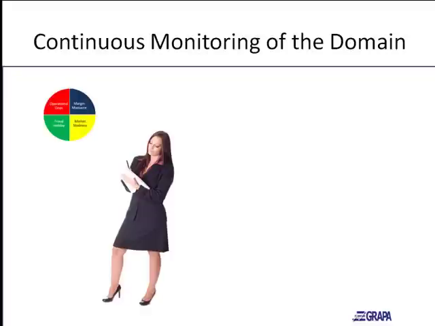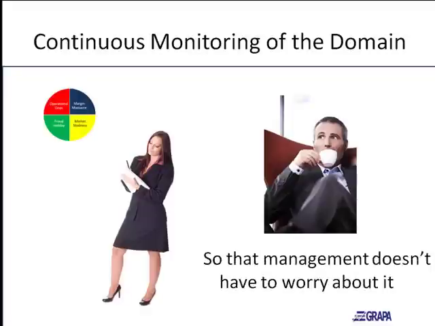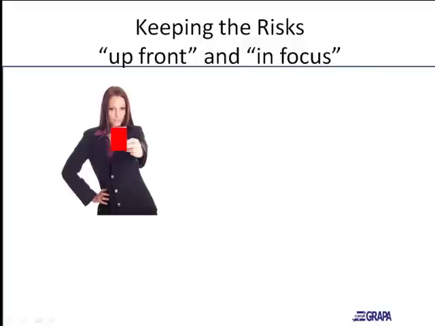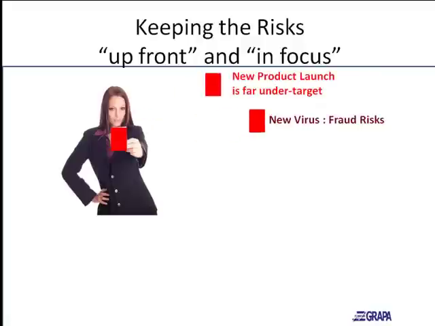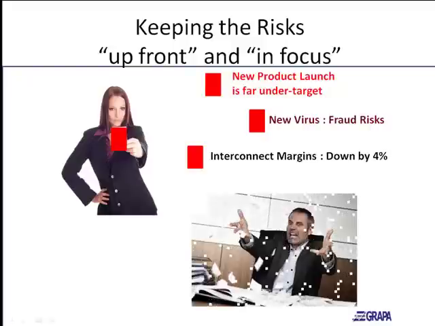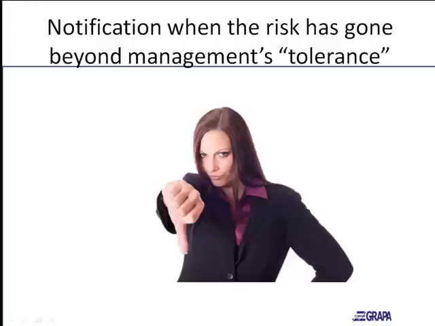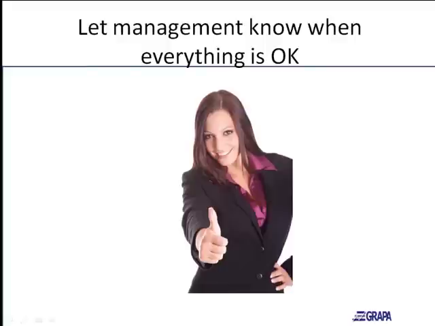the different areas of risk that management has highlighted so that management doesn't have to worry about it. They keep the risks up front and make sure that management is aware when the problems are getting too big, whether management wants to know about it or not. They let everyone know when the risks have gone higher than management's tolerance, and they let management know when everything is the way management thinks it should be.